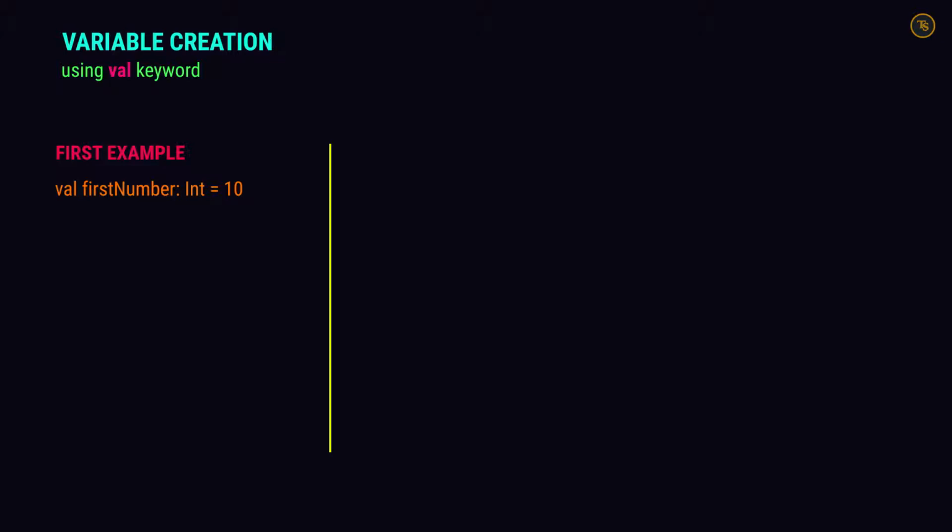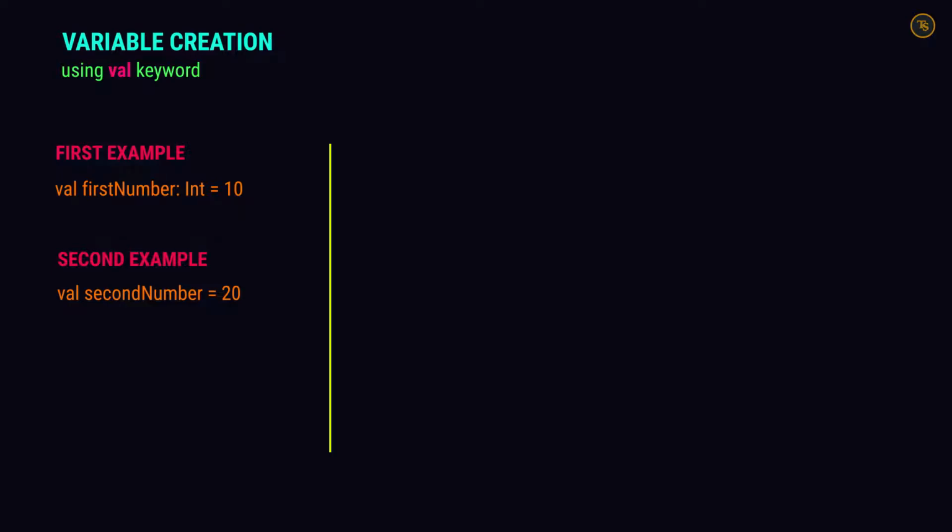This Int is basically a data type in Kotlin. Don't worry about the data type for now. In future videos, I will explain it in great detail. Right now, focus on creating the variable. After the data type, type equal sign and then assign the value. I am giving 10 as the value. Here is another example. Here we have created a variable secondNumber of type Int and we have assigned value 20 to this variable.